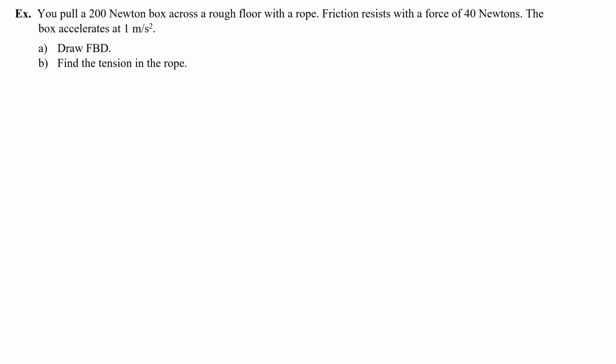You pull a 200 newton box across a rough floor with a rope. Friction resists with a force of 40 newtons. The box accelerates at 1 meter per second squared. Draw a free body diagram, find the tension in the rope.